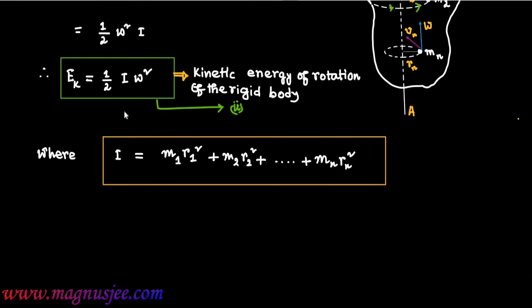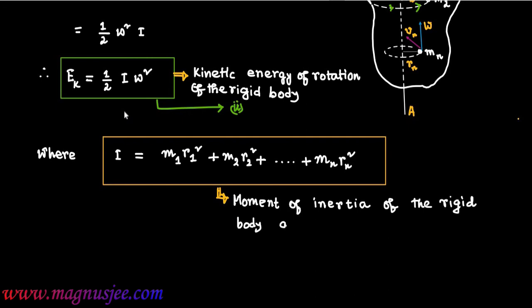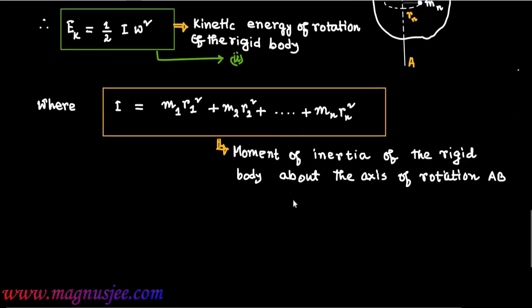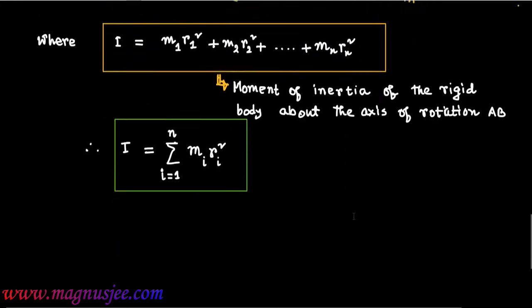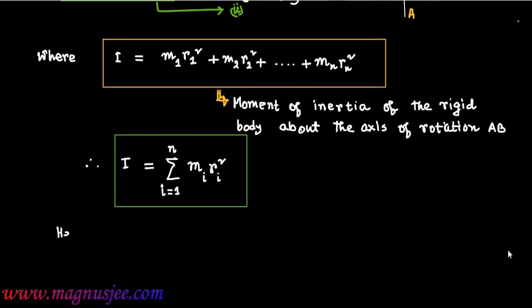So I has the expression m1 r1 square plus m2 r2 square plus and so on, plus mn rn square. So I is the moment of inertia of the rigid body about the axis of rotation AB. Therefore, I equals summation mi ri square, where i goes from 1 to n.